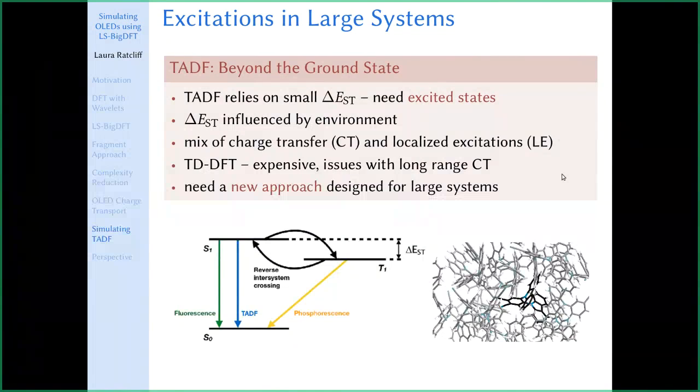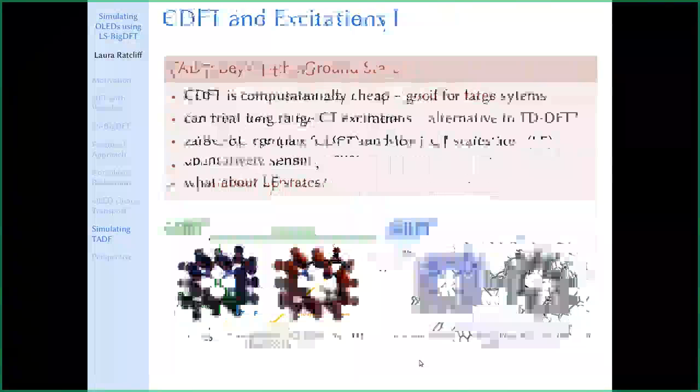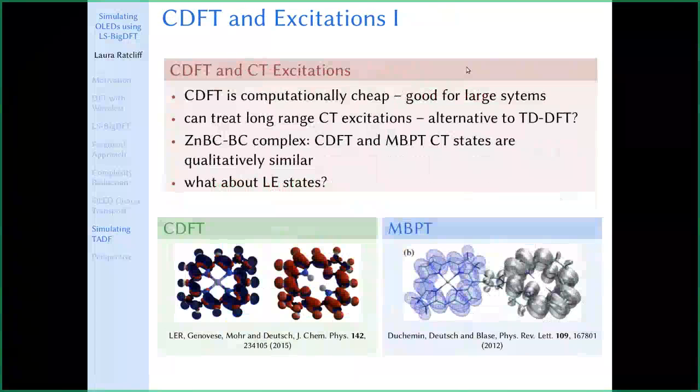So the typical approach is to use TDDFT. One of the problems is this becomes very expensive if you start to treat large systems, or even not so large systems. It also has problems with long-range charge transfer states, which can sometimes be fixed by using range-separated functionals, but this also becomes very expensive and isn't practical for the system sizes that we're interested in. So really, we need a new approach that can calculate these singlet and triplet energies, but which is designed for large systems.